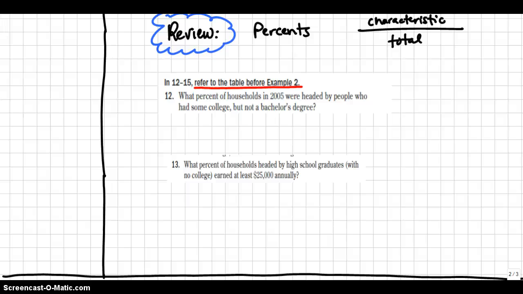So we have 2 homework questions that I want to help students with. It's on reading tables and calculating percentages. So we're going to do 2 quick examples. Let's read the question first. In number 12, it says refer to the table right before example 2. What percent of households in 2005 were headed by people who had some college but not a bachelor's degree?